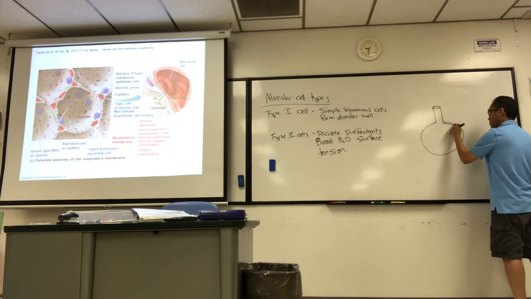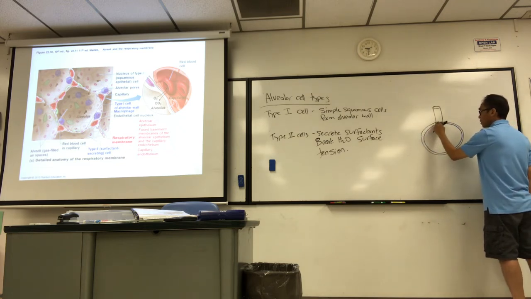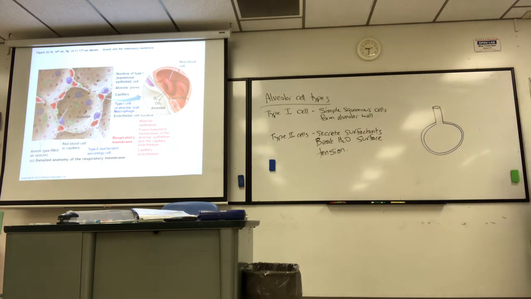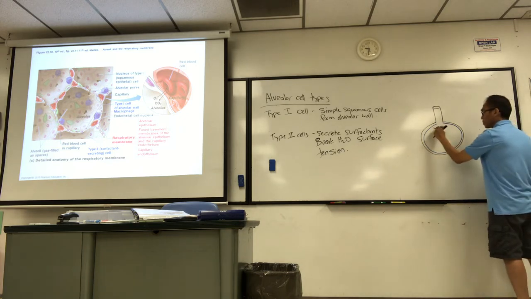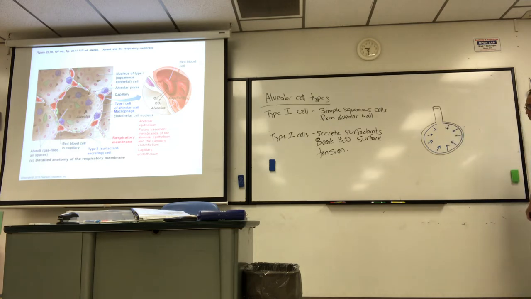Imagine you have water. You do. You have water lining these microscopic spaces. We'll call it alveoli. And water, represented by my blue line, has cohesive forces. Water molecules are attracted to each other, but when you're arranged in a circle, it creates a force in. And that force in can make your lungs difficult to inflate. It can make breathing difficult.